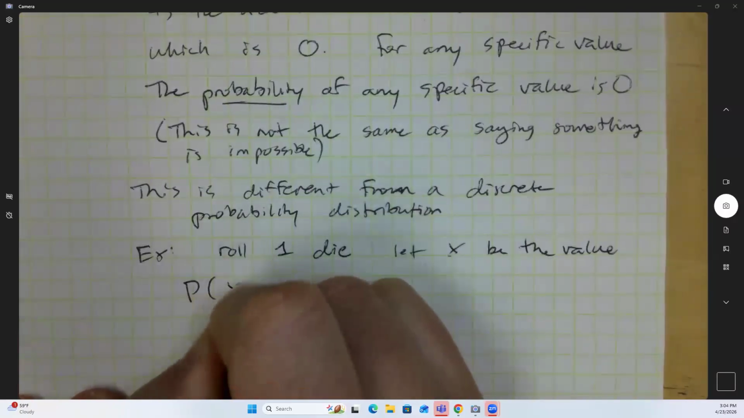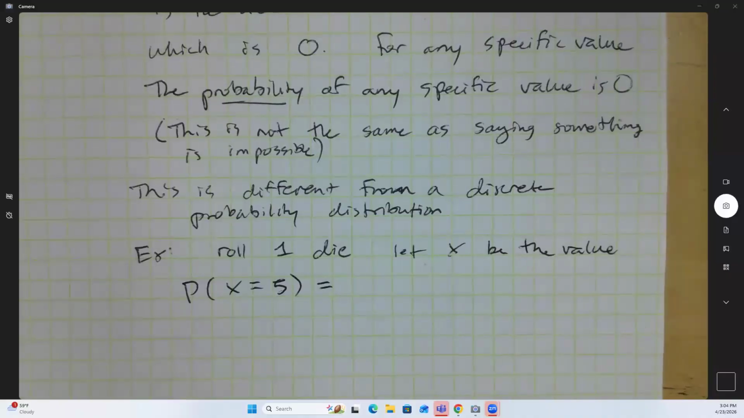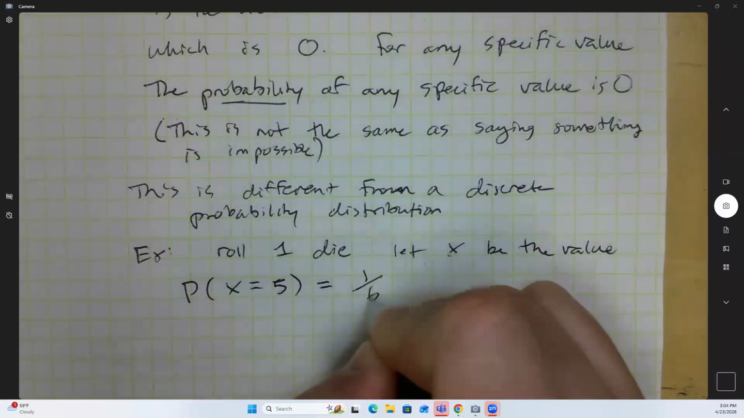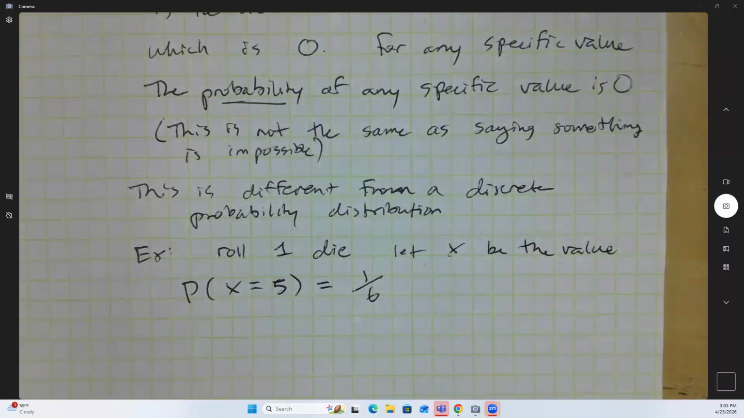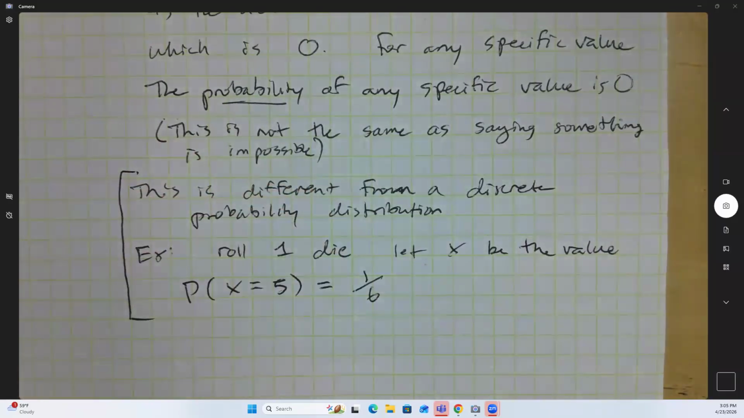What's the probability that x equals 5? That's a number you can figure out. It's 1 out of 6, right? It's not 0, basically because it's discrete. So continuous probability distributions have a probability of 0 for a specific value, but discrete ones don't. I'm going to put this in a little bracket.